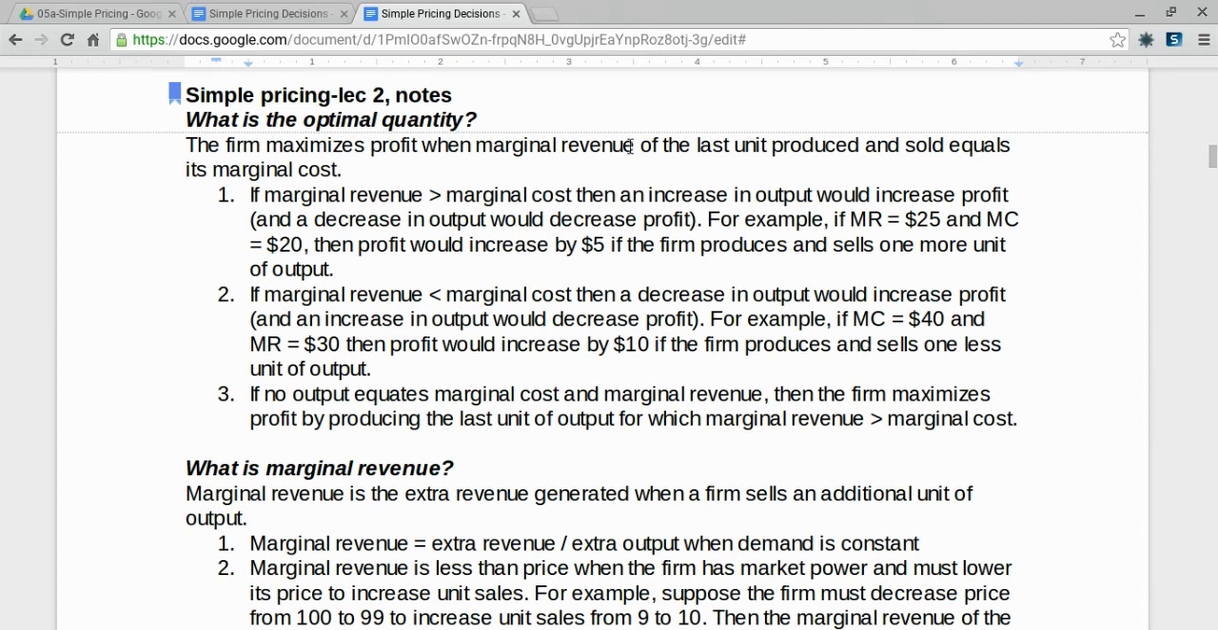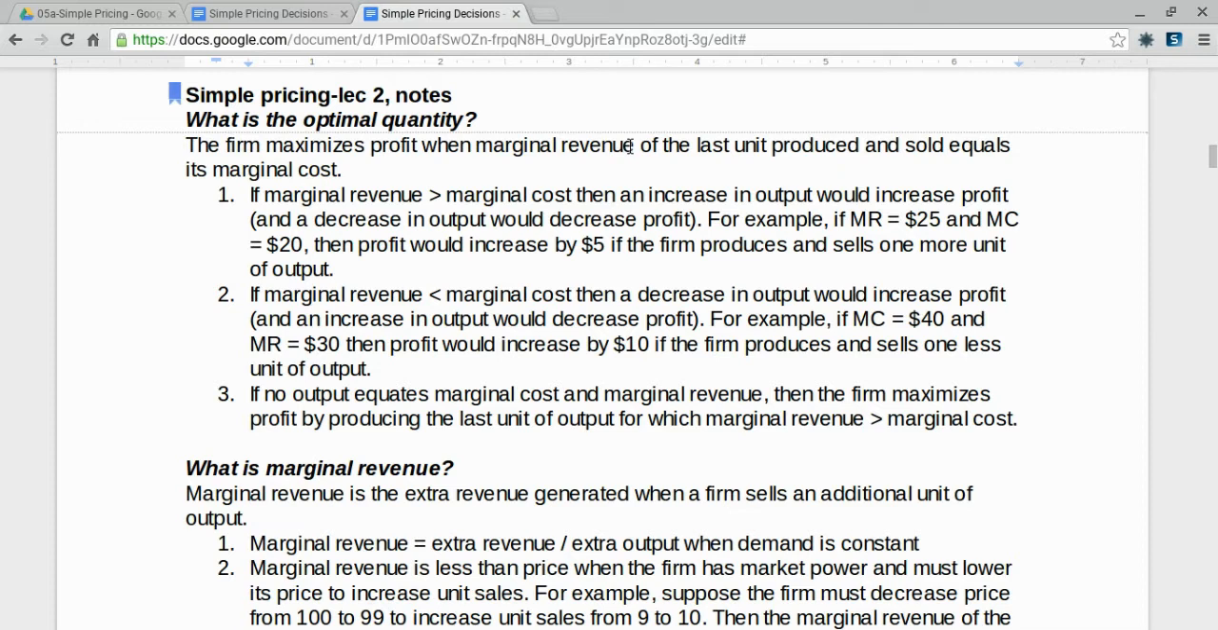The firm maximizes profit in the short run when marginal revenue of the last unit produced and sold equals its marginal cost. If marginal revenue is greater than marginal cost, then an increase in output would increase profit, and a decrease in output would decrease profit. For example, if marginal revenue equals $25 and marginal cost equals $20, then profit would increase by $5 if the firm produces and sells one more unit of output.